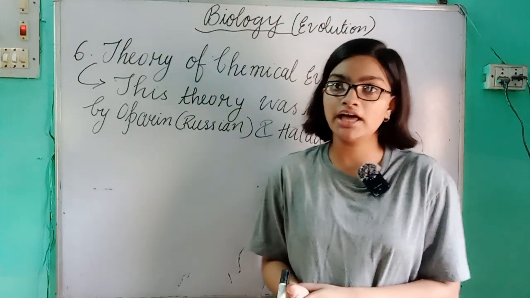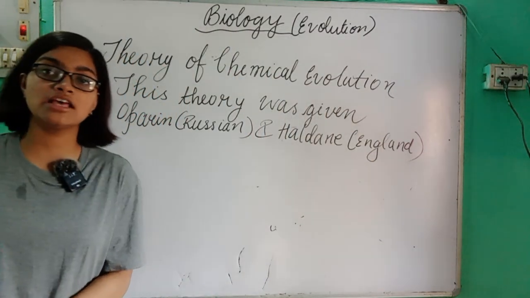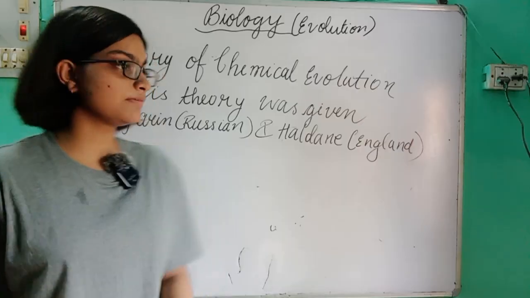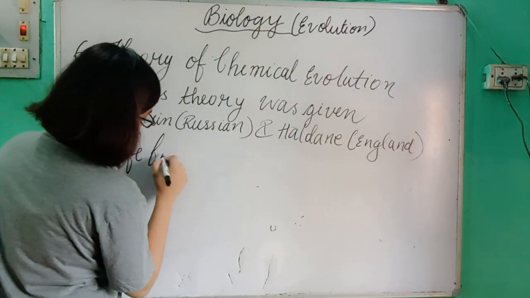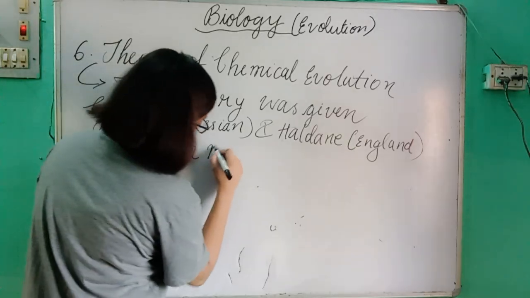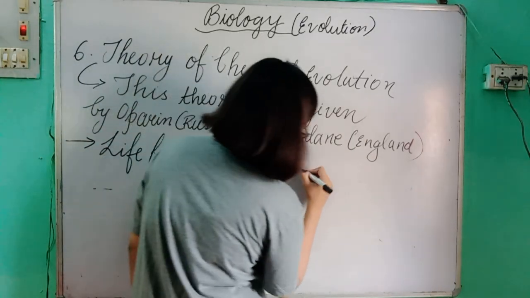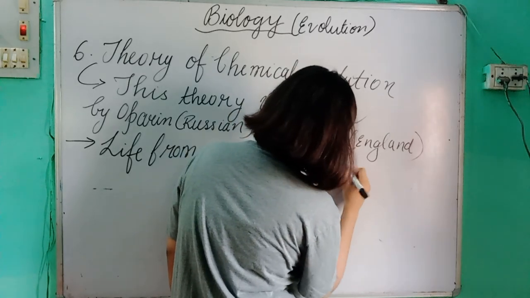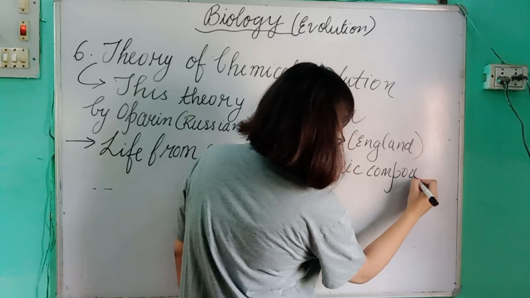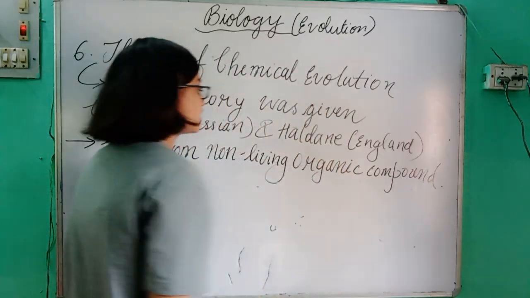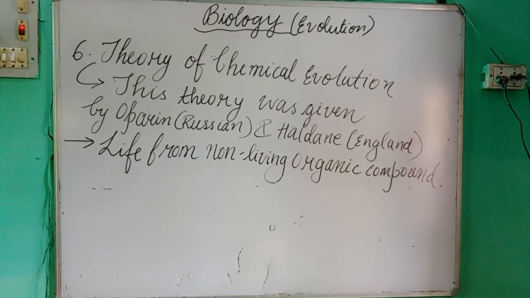This theory believed that life came from non-living organic compounds, that is, chemogeny took place. They said life came from non-living organic matter, from non-living organic compounds. So they believed that life came from organic compounds.